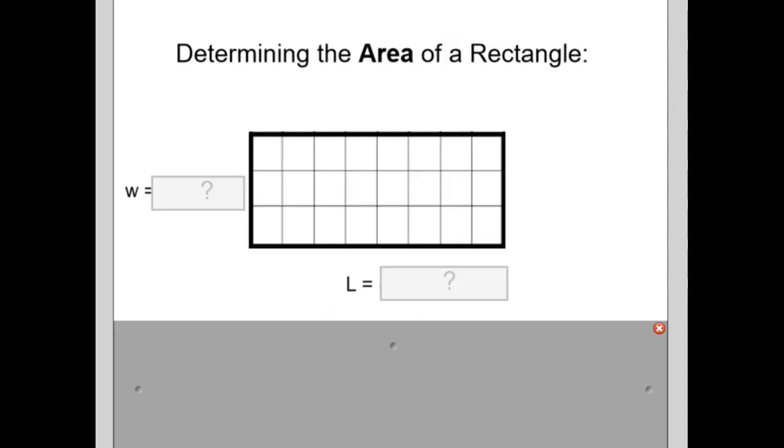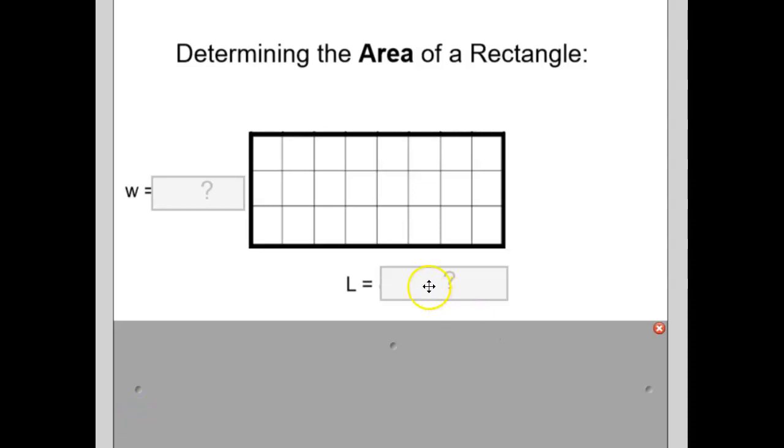Boys and girls, for this one, you'll notice that the side lengths are missing. You will have to determine the side lengths by carefully counting the number of square units in each row. Would you please determine the length and the width of this rectangle, and then also please determine the area of this rectangle?